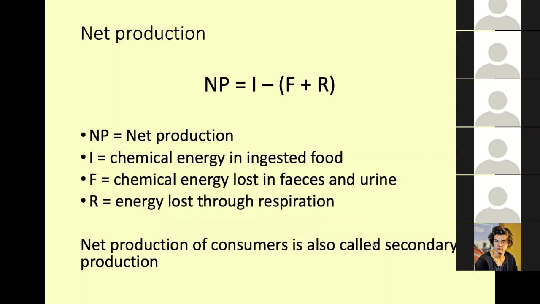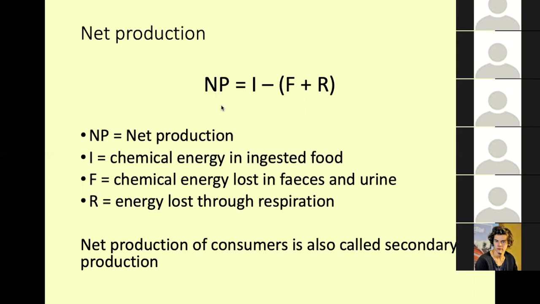So here's this second equation. This bit you need to screenshot or get down or learn. This is now net production. We're not going to call this primary production because we're going to associate primary production with plants. So when we see net production, we're talking about the animals, either herbivore or carnivore or omnivore.